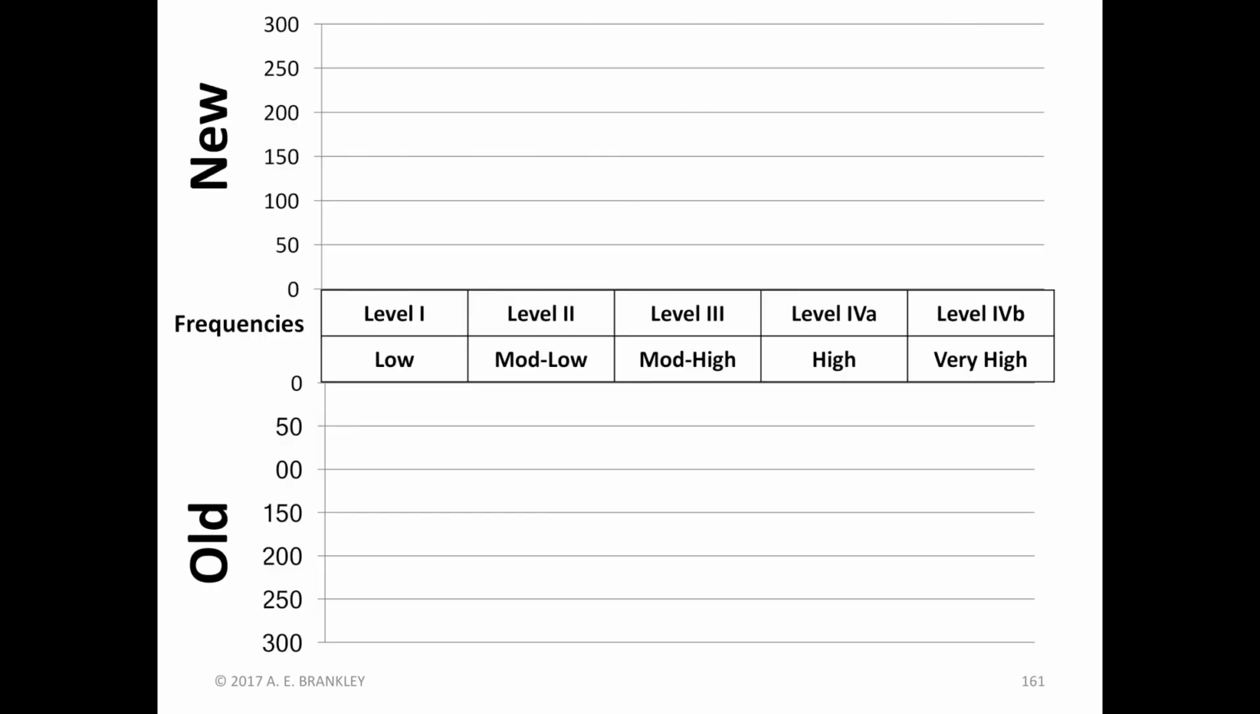Let's take a step back and talk about how the new risk levels compare to the old risk levels. This complex figure will help us to compare the frequencies. On the x-axis, we have the risk levels from the new rules on top and the old rules on bottom. The y-axis is the frequency of people at each risk level.